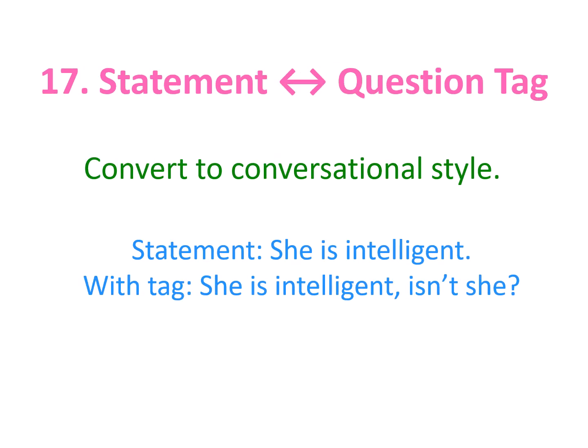Adding a question tag turns a sentence into a conversational one. She is intelligent becomes she is intelligent, isn't she? It invites confirmation or agreement.